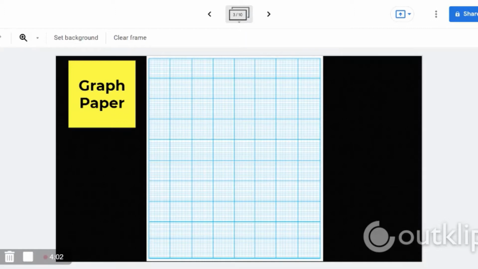So see, a graph paper looks like this. There are boxes, each and every box, and inside these boxes there are further small minute boxes.